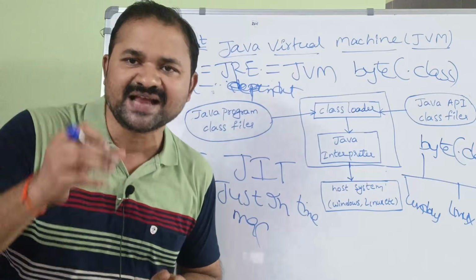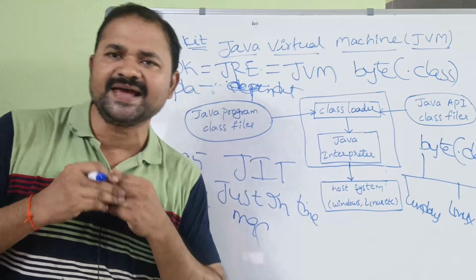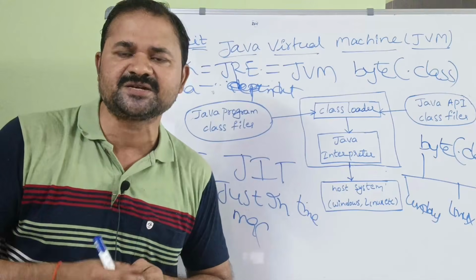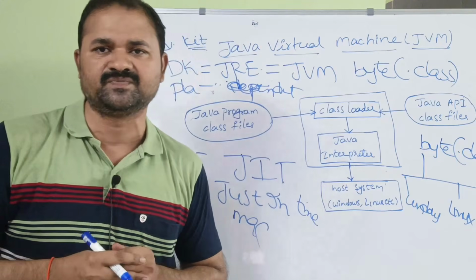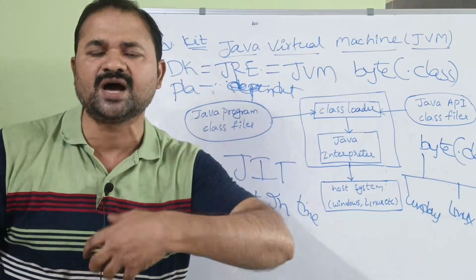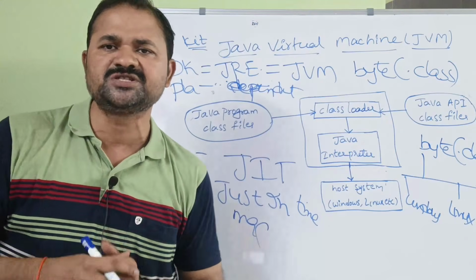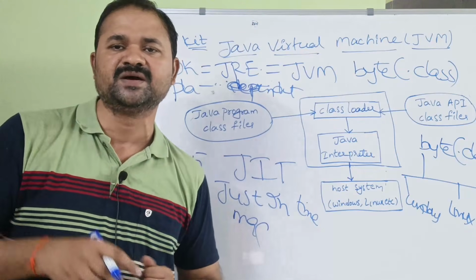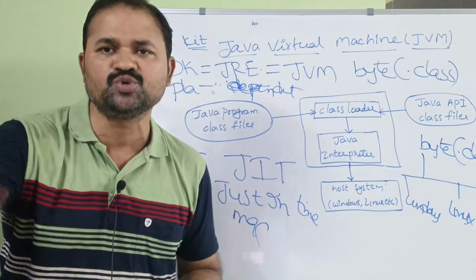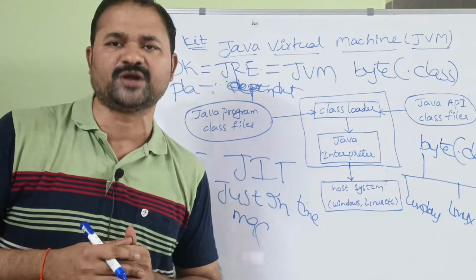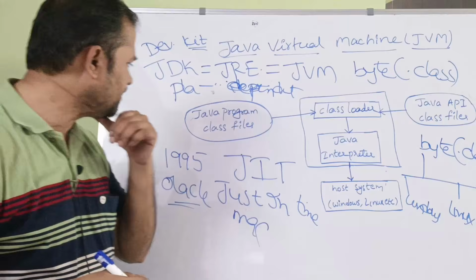So if we are using Linux operating system, then Linux has its own JVM. If we are using Windows operating system, it has its own JVM. So Windows JVM translates our bytecode into machine code and executes the program. Likewise, on Mac operating system, Mac JVM translates the bytecode into machine code and executes the program. So that is about what is JVM.